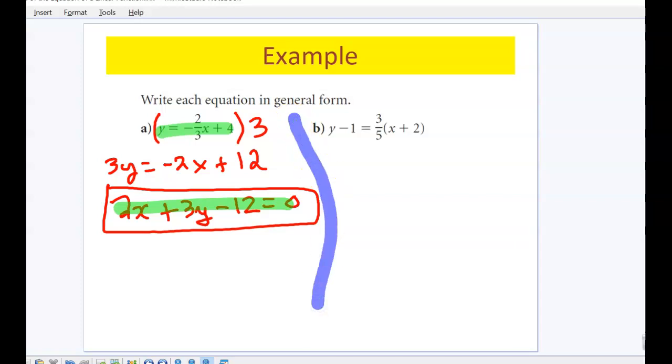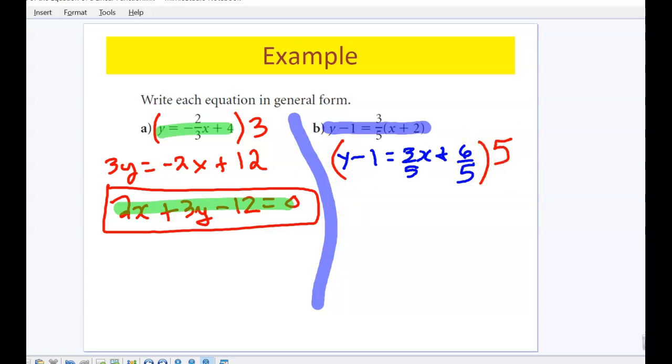Okay, in part B, we are going to, first of all, distribute the 3/5 to get 3/5 x plus 6 over 5. And as you recall, we're starting in the point-slope form of the line, and we want to get it in general form. So I've distributed. Now I'm going to multiply every term by 5 to get rid of my fraction. So 5 times y is 5y. 5 times negative 1 is negative 5. 5 times 3/5 x is going to give me 3x. And 5 times 6 over 5 is going to give me 6.